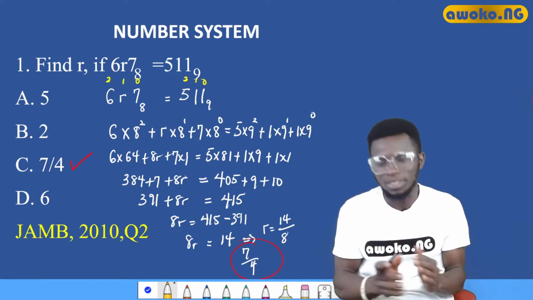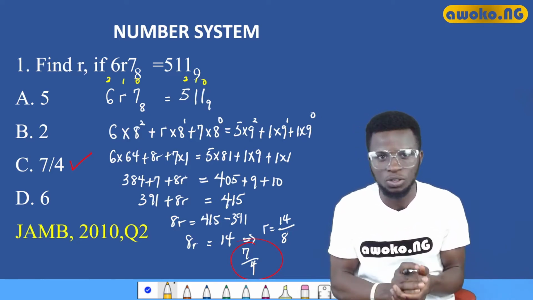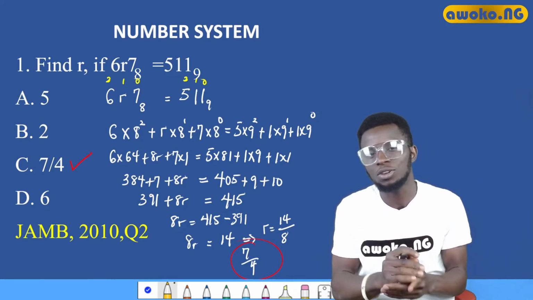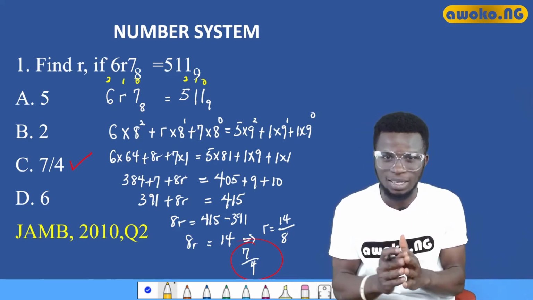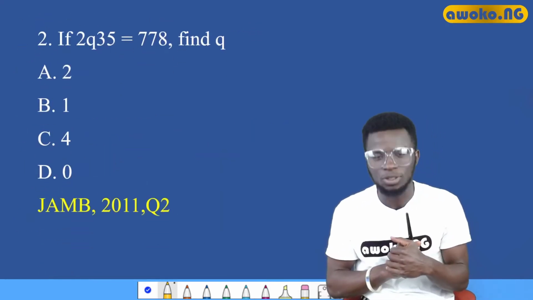So this looks simple, but to some people it's still very complicated. This will take us to the next question, and I'm sure before the end of the next question you should be able to understand better if you're still having difficulty. So let us go to the second question.